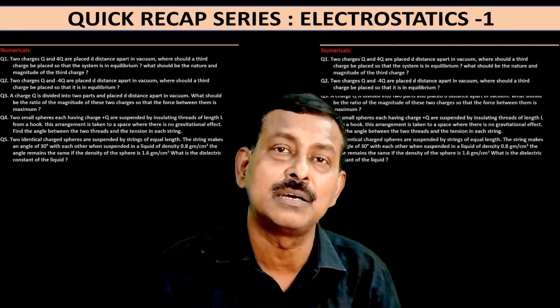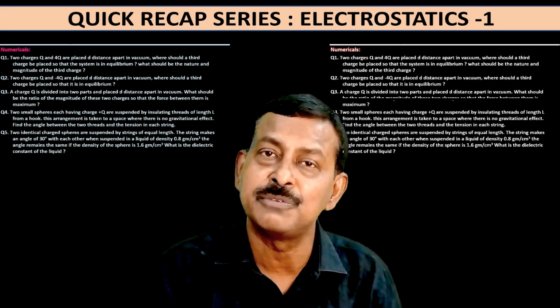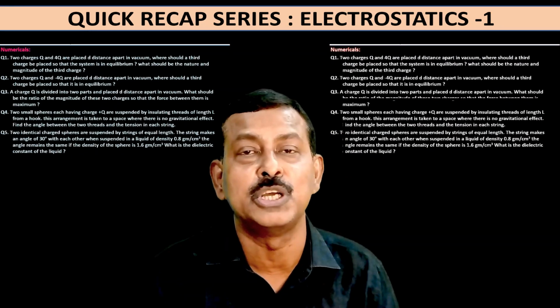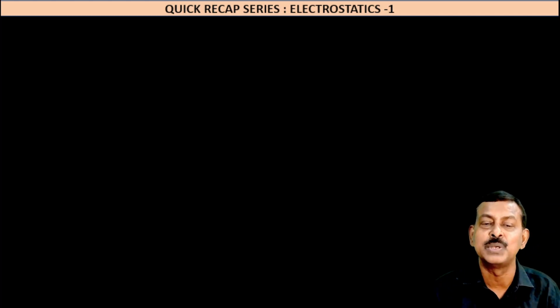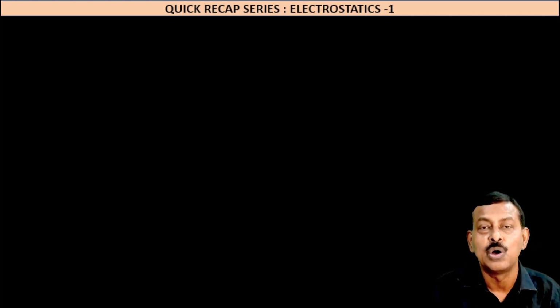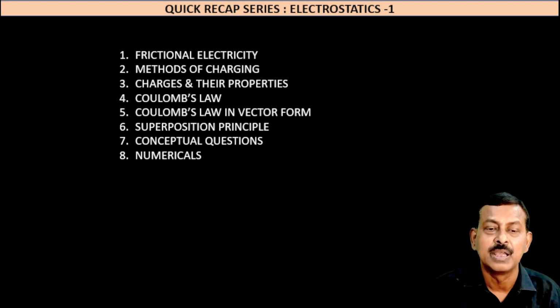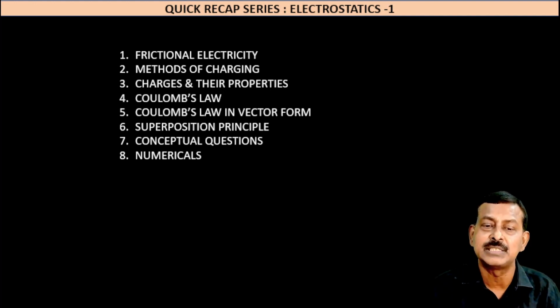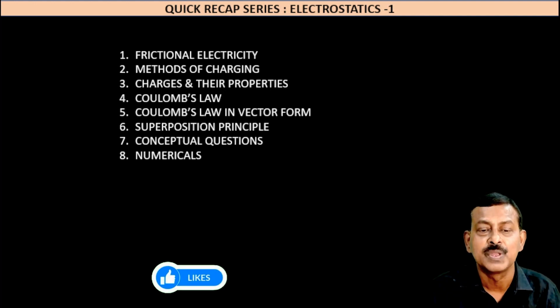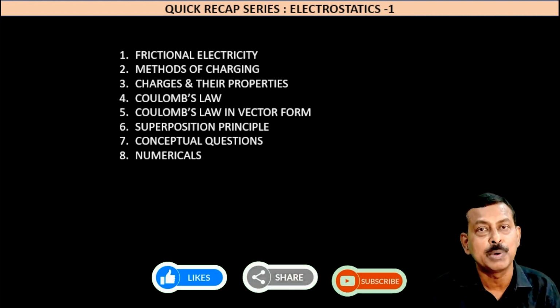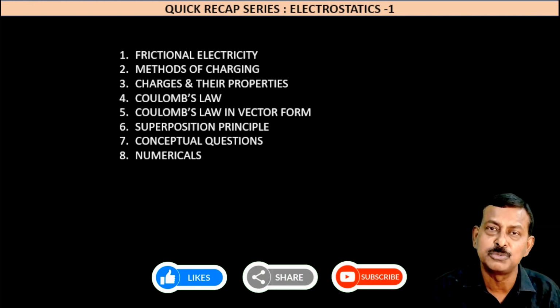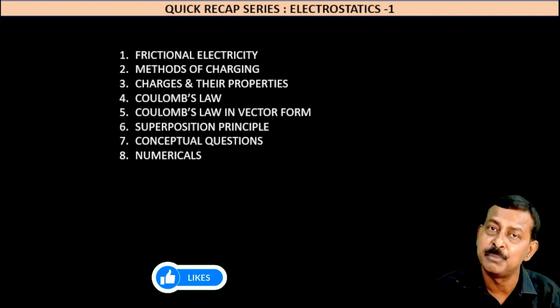And we'll also take numericals on that so that whatever theory we have done, we can apply it to the numerical problem. So let's start our quick recap series discussion on electrostatics. This is our first part of the discussion on electrostatics. In today's discussion, we'll take frictional electricity, the different methods of charging, charges and their properties, Coulomb's law in vector form, superposition principle, and some conceptual type questions, and after that we'll take some numericals also.